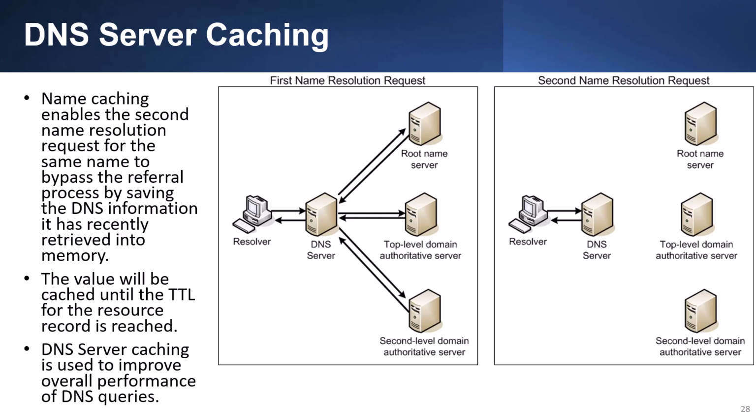Name caching enables the second name resolution request for the same name to bypass the referral process by saving the DNS information as recently retrieved into memory. The value will be cached until the TTL for the resource record is reached. DNS server caching is used to improve overall performance of DNS queries.